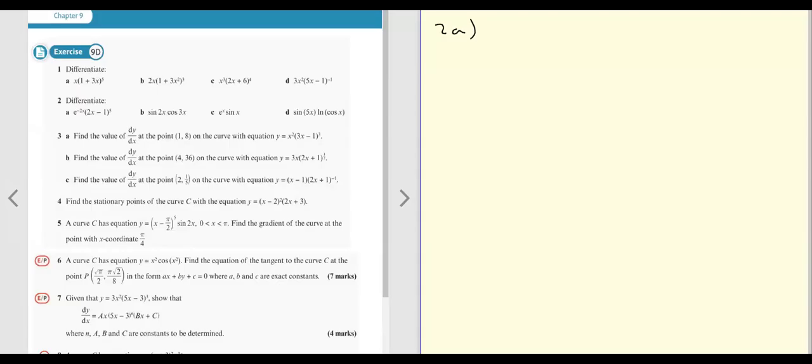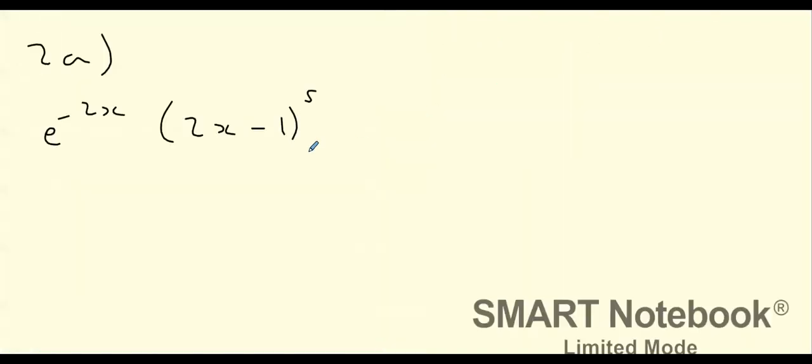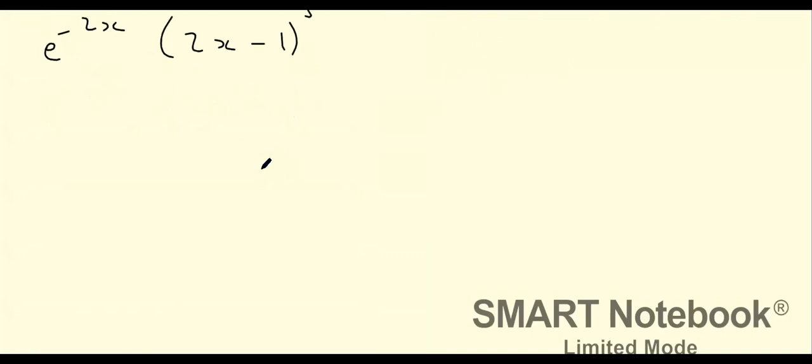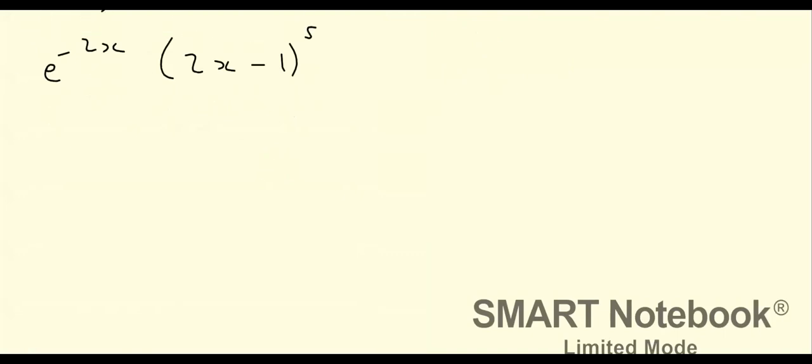So let's have a look at this. What do we have? e to the minus 2x, 2x minus 1 to the power of 5. Right, what I can see here is that I have got a product, a product of two separate functions.